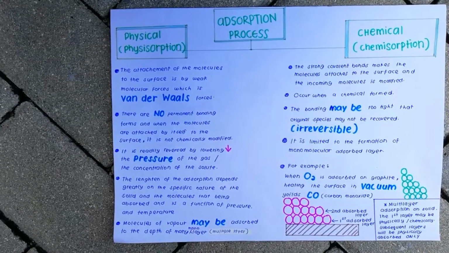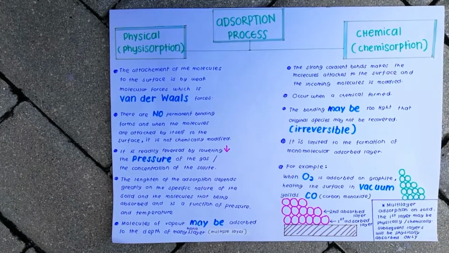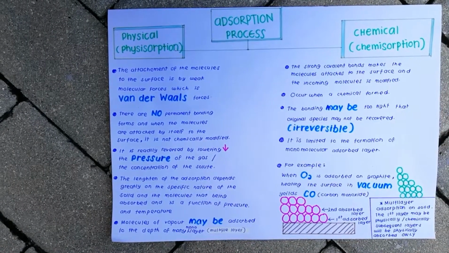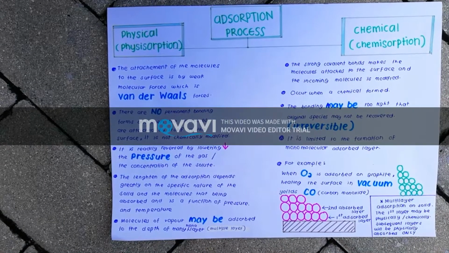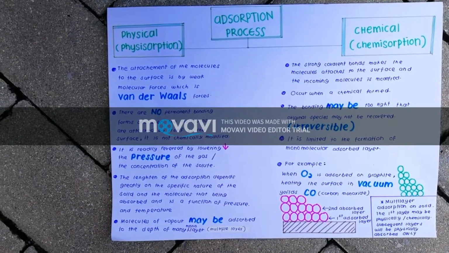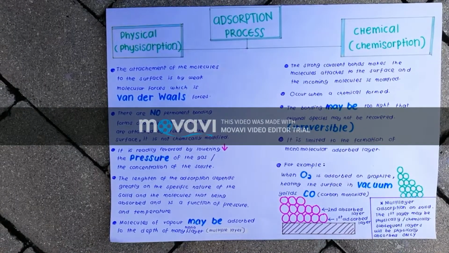The extent of the adsorption depends greatly on the specific nature of the solid and the molecules being adsorbed, and is a function of pressure and temperature. Molecules of vapor may be adsorbed to the depth of many monolayers, which is multiple layers.